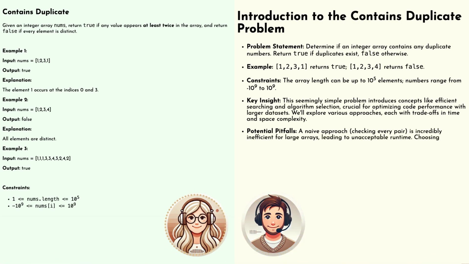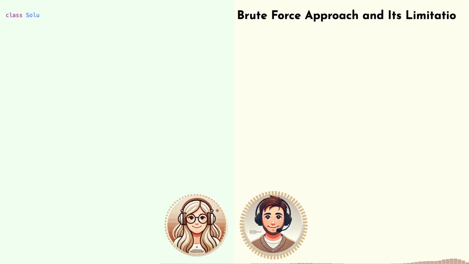So let's break it down. Imagine you have an array, which is just a collection of integers. Could be anything, right? From just a handful of numbers to millions. The goal is to figure out as quickly as possible if any of these numbers appear more than once. So where do we even begin with something like this?